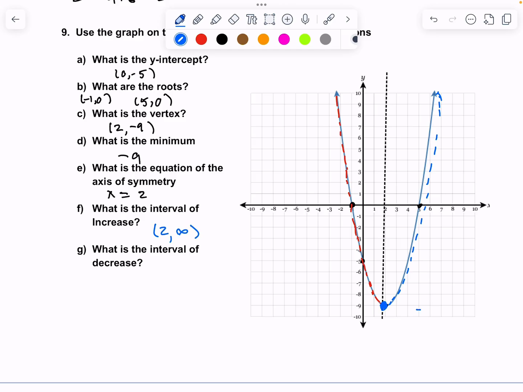Because this way continues going up. And then how we say it's decreasing is it's decreasing forever this way, which is to the left. So I say it starts off on the left, and then it goes down, all the way to the vertex where it stops going down at 2.